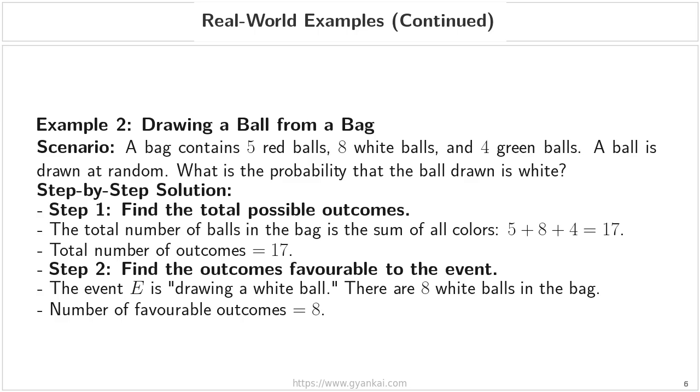In this case, our event, which we'll call E, is drawing a white ball. Looking at our data, we can see there are exactly 8 white balls. Therefore, the number of favorable outcomes is 8.